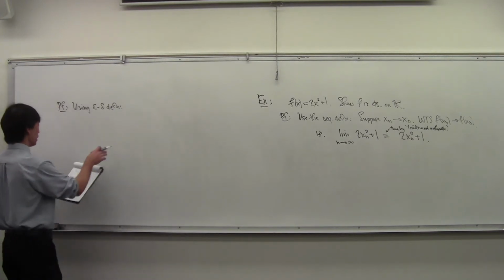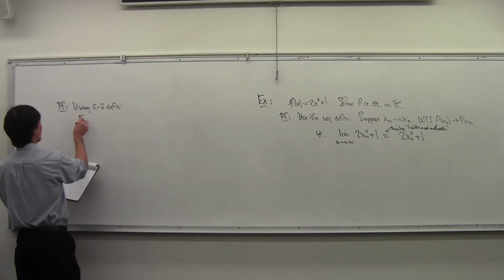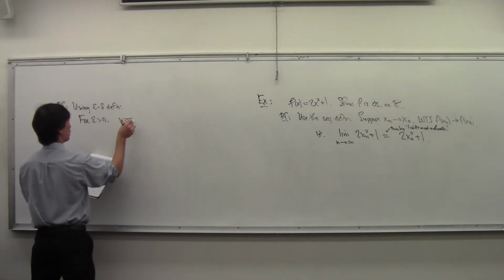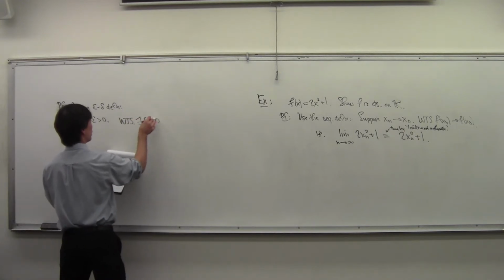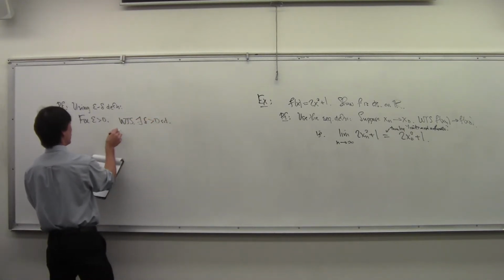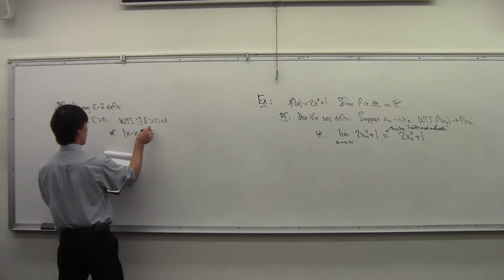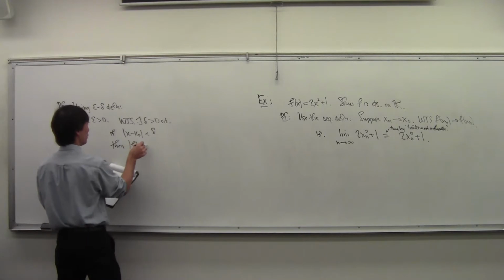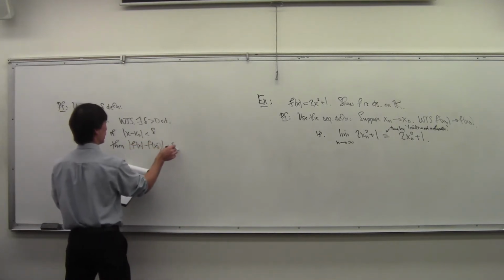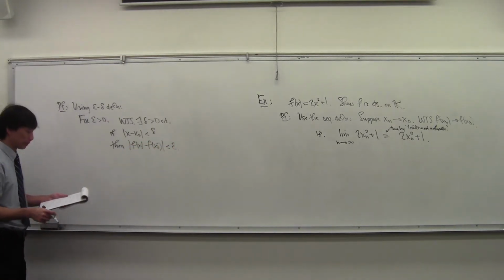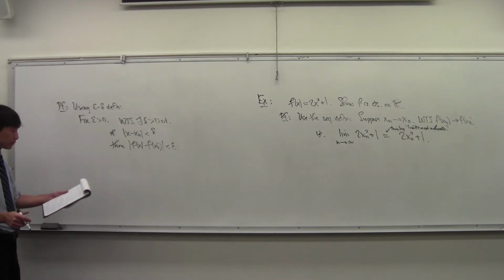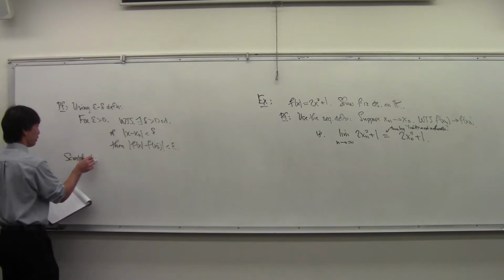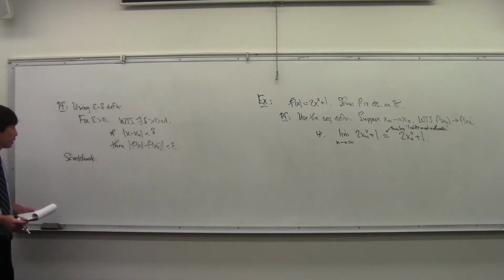But anyway, fix epsilon greater than 0. We want to show that there exists a delta greater than 0 such that if the distance of x from x naught is less than delta, then the distance of f of x from f of x naught is less than epsilon. So here's the scratch work. We're going to have to get our hands a little dirty.